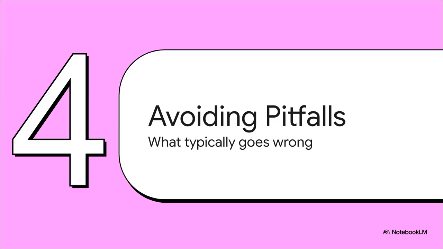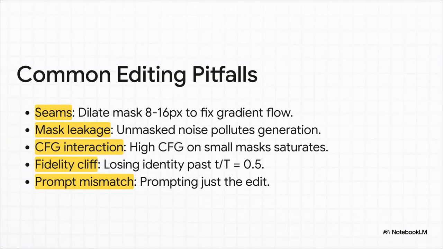Which brings us to part 4, avoiding common pitfalls. Because honestly, as clever as these tools are, the process is an absolute minefield. There are technical dangers everywhere that will immediately ruin your output. If you're getting visible seams, it's usually because gradient info isn't flowing, so you need to dilate your mask by 8 to 16 pixels to fix it. Getting a weird, hyper-saturated patch of color, that is CFG interaction. Your classifier-free guidance is just set way too high for a small masked area. And you definitely have to watch out for the SDEdit fidelity cliff. If you push your noise past 0.5, your main subject's identity might completely vanish in the blink of an eye.